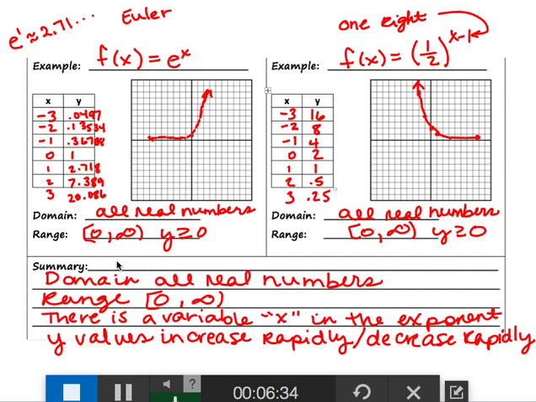For the summary of exponential functions, the domain is all real numbers. The range is 0 to infinity, or y greater than or equal to 0. And there's always going to be a variable x in the exponent. And the y values are either going to increase very, very rapidly, or they're going to decrease very, very rapidly. This is also known as exponential growth and decay. And we'll get more into that later on in the semester.